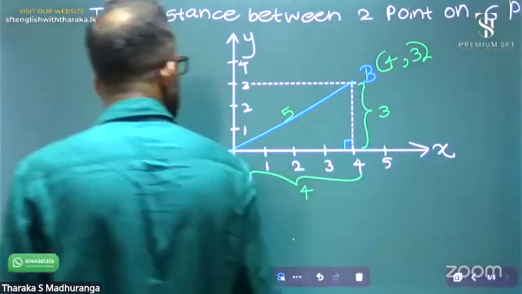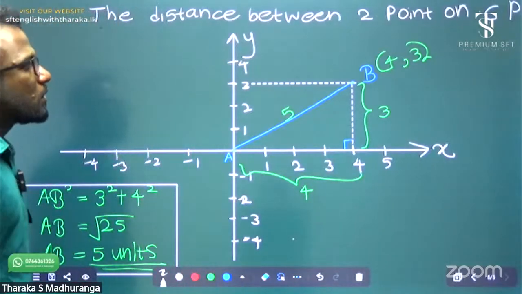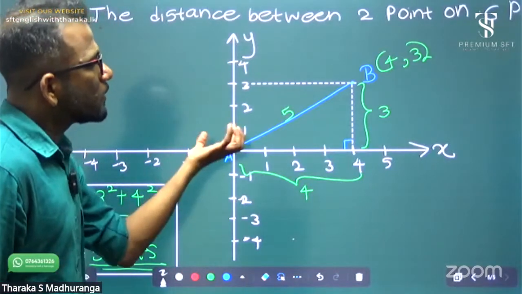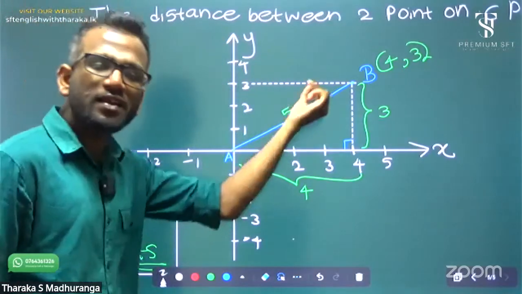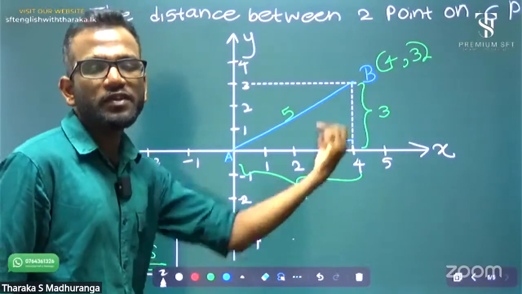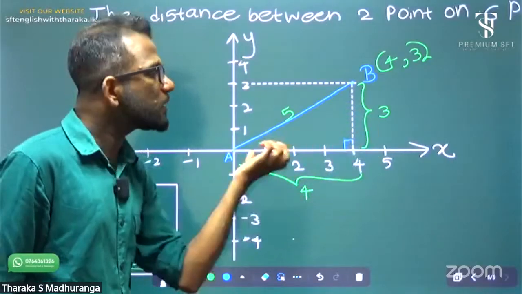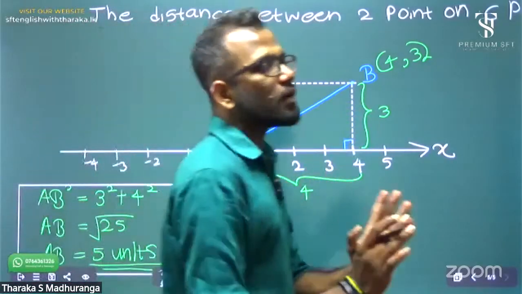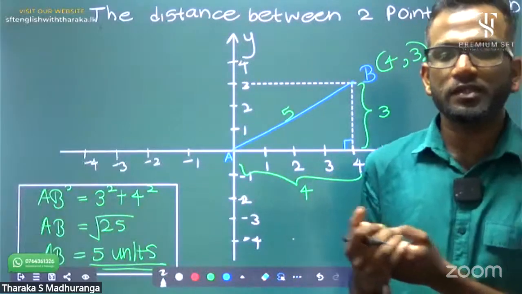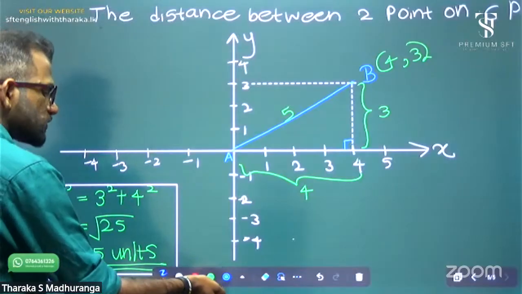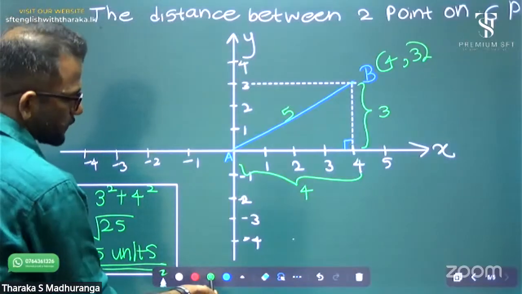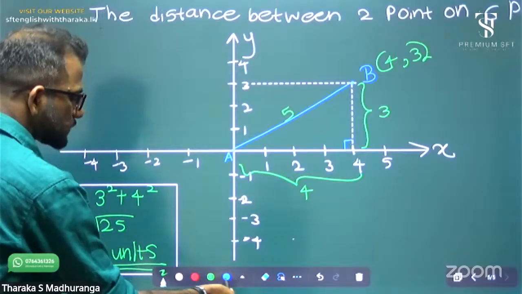But the problem in this method is that each time you have to draw this straight line, and it's a time-taking process. Therefore, I will explain a short method to get the distance between any 2 points. Okay, we have a very short method.